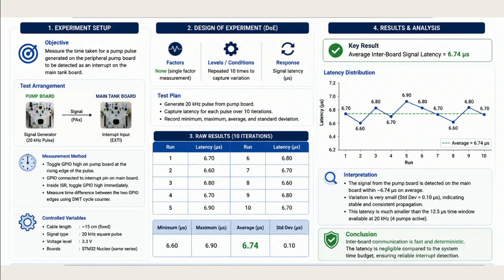Since interrupts arrive every 12.5 ms when all 4 pumps are active, this latency is well within our timing budget and leaves enough time for the ISR and RTOS scheduler to operate correctly.